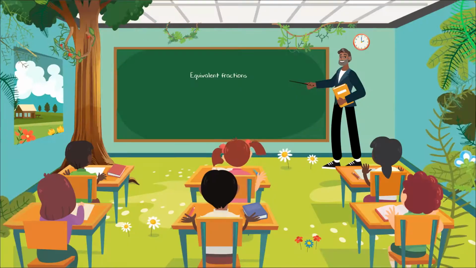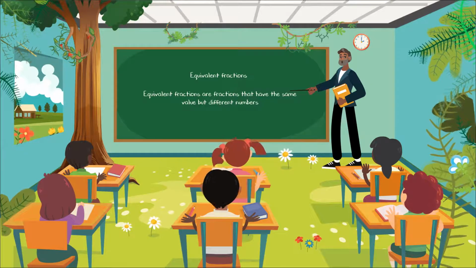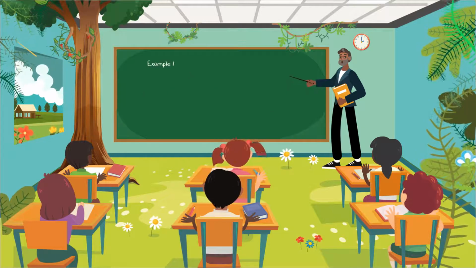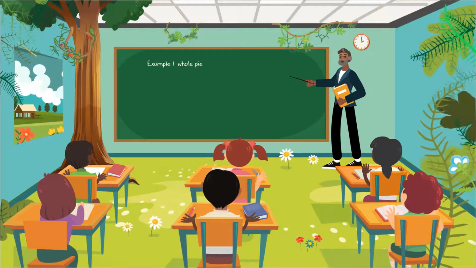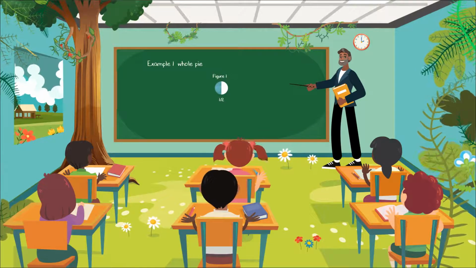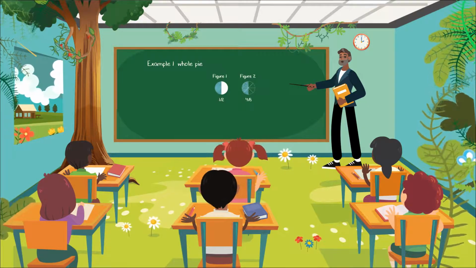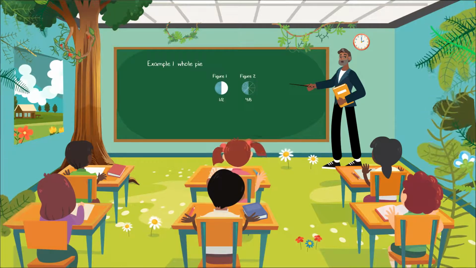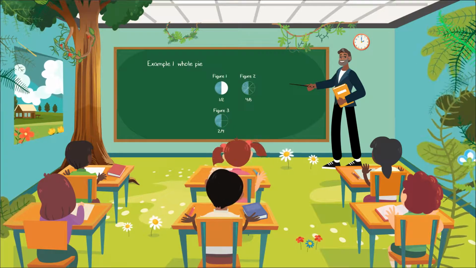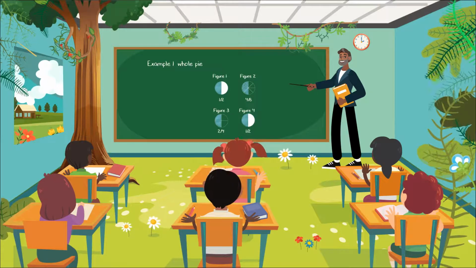Equivalent fractions. Vocabulary. Equivalent fractions are fractions that have the same value but different numbers. Example: 1 whole pie. Figure 1, 2 equal pieces, 1/2 shaded, or 8 equal pieces, 4 out of 8 shaded. Figure 3, 4 equal pieces, or 2/4 shaded. Figure 4, 1/2 shaded.